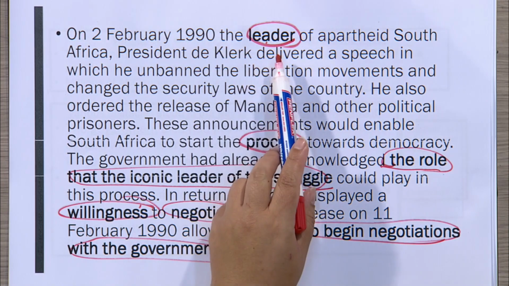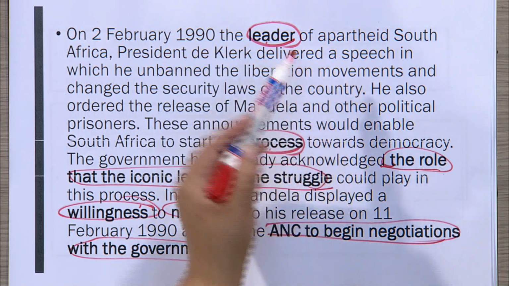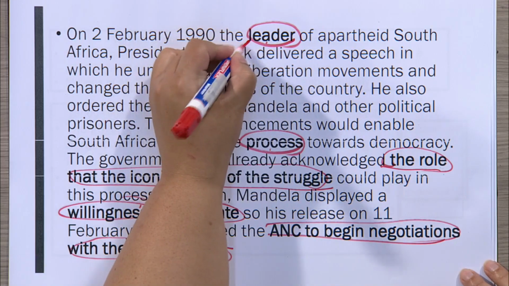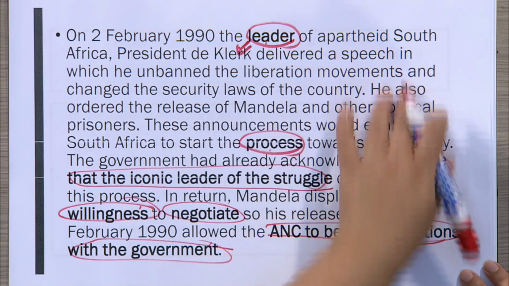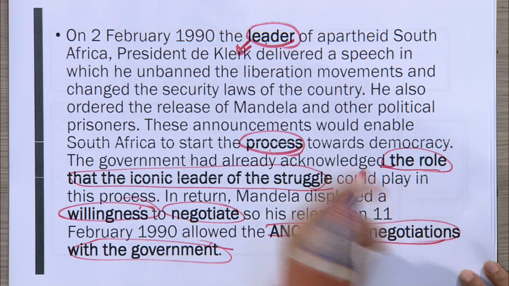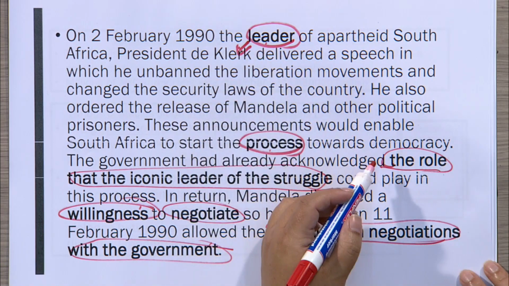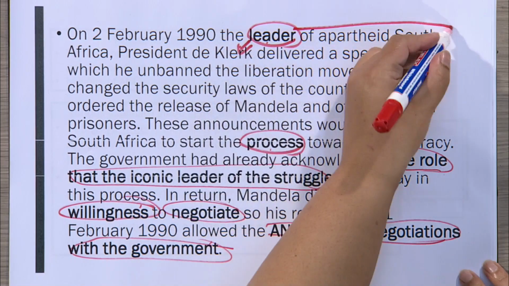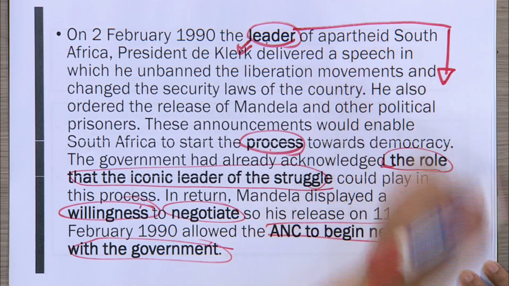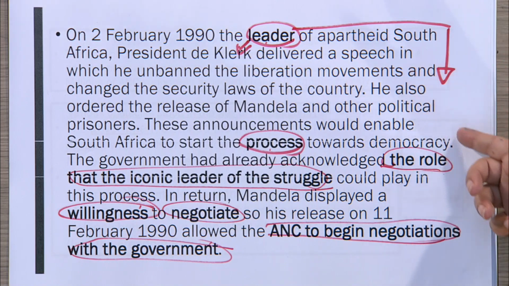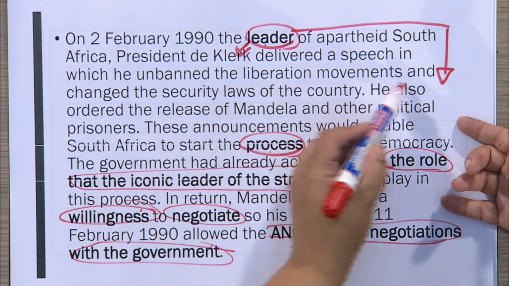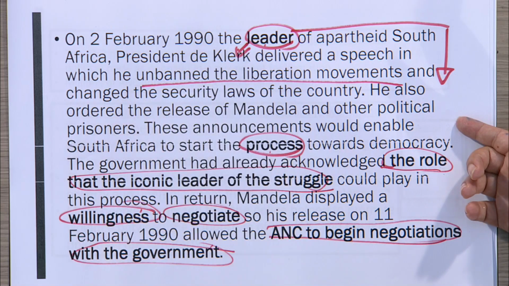Instead of simply speaking about President de Klerk, I've pointed out to my marker that I know that he's the leader of apartheid South Africa. And as I start writing, I show that the leader of apartheid South Africa understands that he has a role to play in the way democracy is going to come about, because he is going to bring in all of these changes, such as the unbanning of the liberation movements.